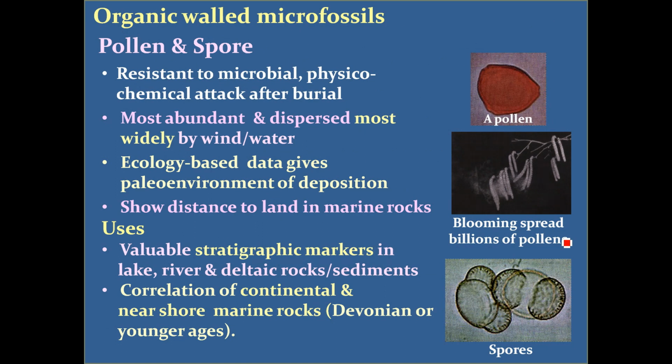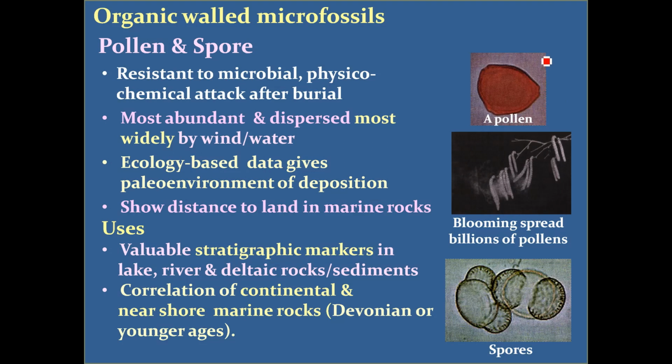Organic wall microfossils include pollen and spore. They are resistant to microbial physicochemical attack after burial. Therefore, they occur in very great number in the rocks, particularly in the near shore or coastal areas. They are most abundant and widespread, dispersed widely by wind and water. Ecology-based data gives us paleo environment of deposition. They show distance to land in marine rocks, and they can be used in biostratigraphy as markers in lake, river, and deltaic rocks, or in the study of paleolimnology and correlation of continental and nearshore marine rocks also, particularly from Devonian or younger ages.